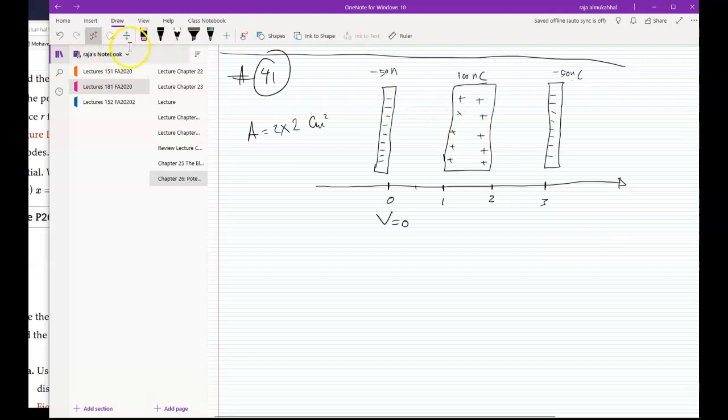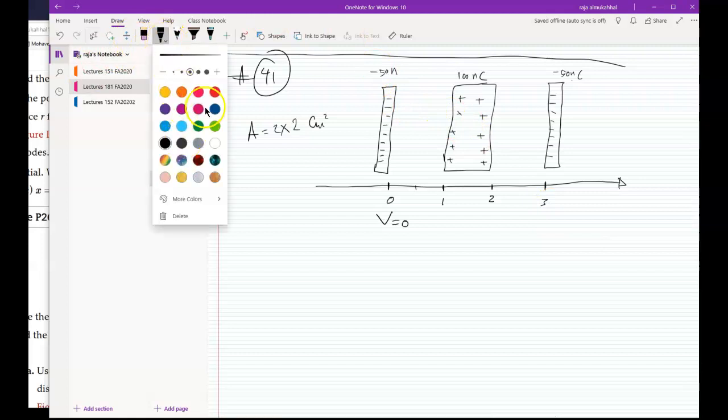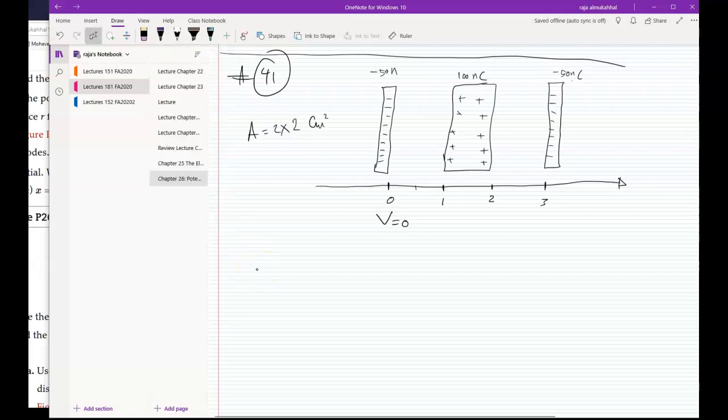Okay, I'm going to use a different color. How about blue or purple? Purple is good, never used purple before. How do we do it? Remember the potential, the voltage, is 0 right here, right? So we are looking at x equals 0.5 right here. The way we do it, we have the electric field equal to the charge over area epsilon naught, or charge density over epsilon naught.